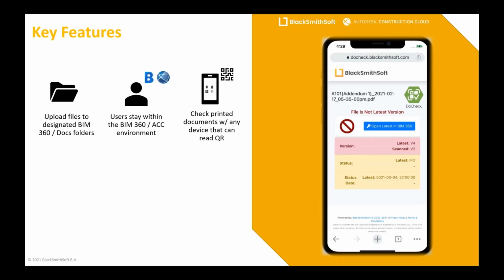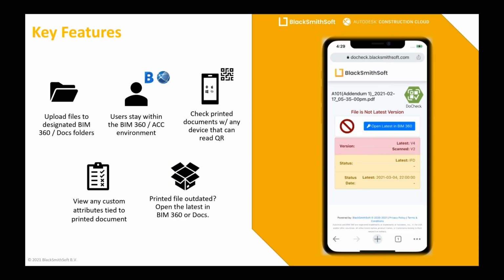Anyone with a QR reader on a mobile phone, whether it's a native QR reader like the ones that come with Samsung or Apple devices, or a free application, can scan it and know if that document is the latest. Any custom attributes, as you can see here in the right-hand corner, will also appear. And finally, if that printed document turns out to be outdated, they can open it in BIM 360 or Docs.